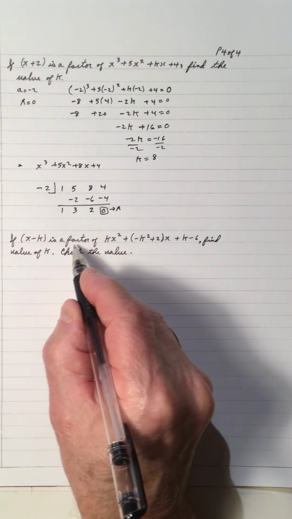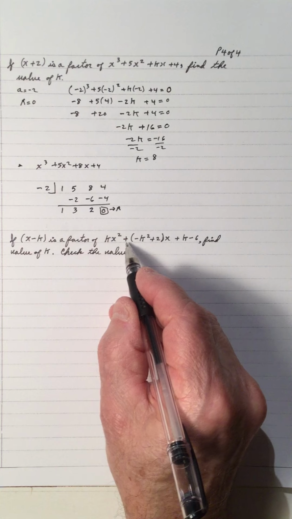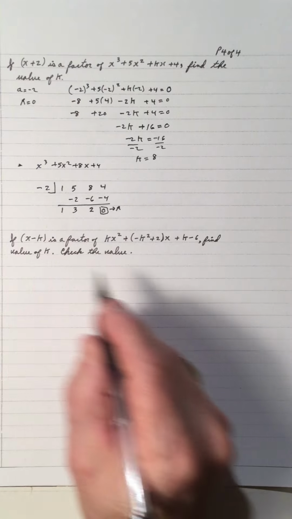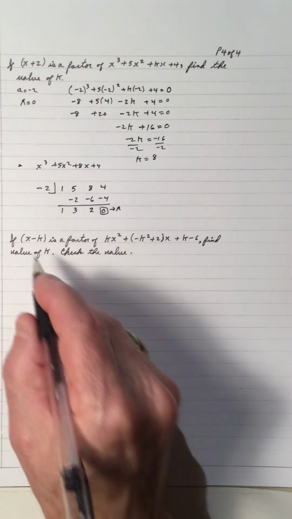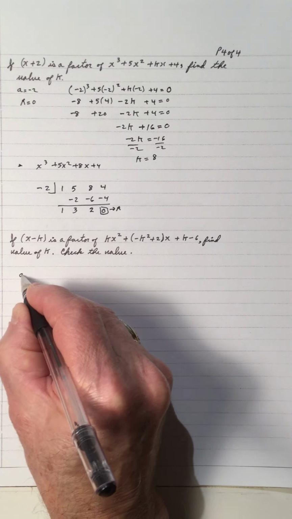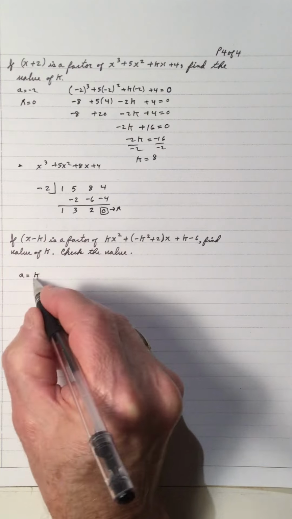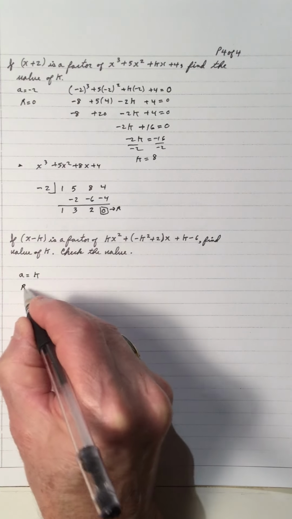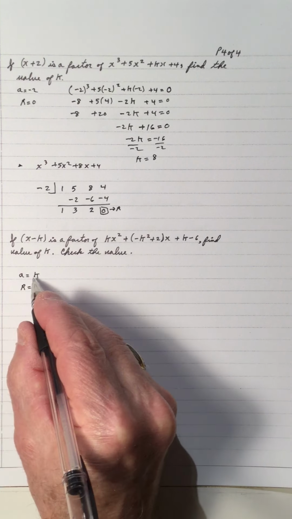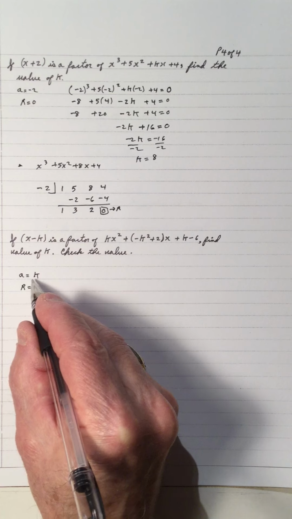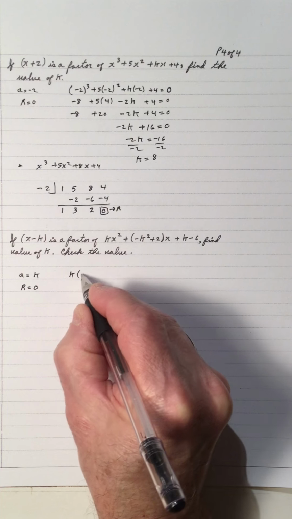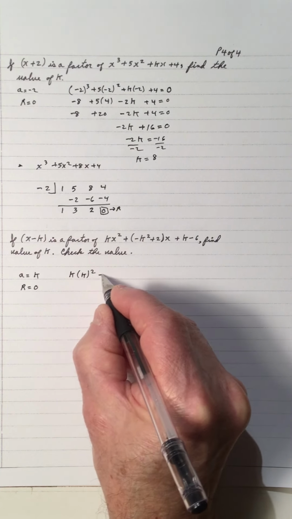If x minus k is a factor of -k squared x cubed plus 2x plus k minus 6, find the value of k. So x minus k is a factor of this. That means that a is equal to k, the opposite of k. That means it's a factor, so the remainder is equal to 0. So if a is k, I'm plugging k in the place of x.